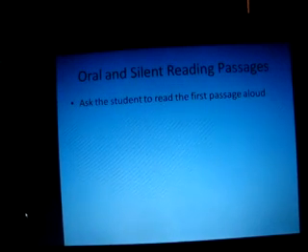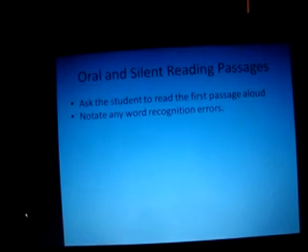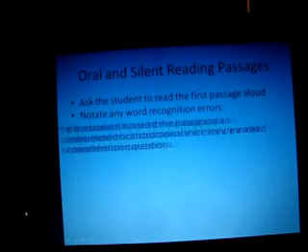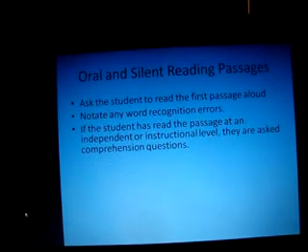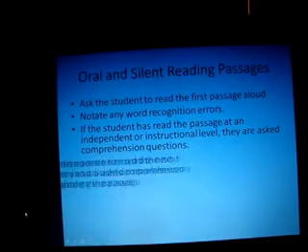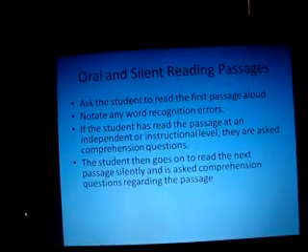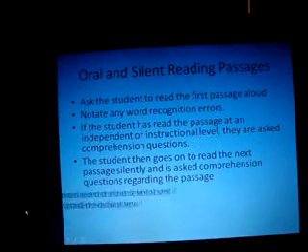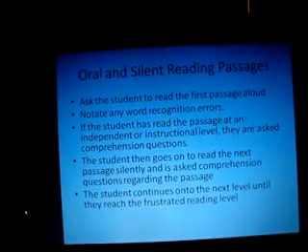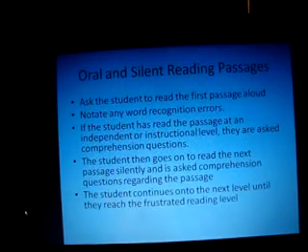Ask the student to read the first passage aloud. Notate any word recognition errors. If the student has read the passage at an independent or instructional level, they are asked comprehension questions. The student then goes on to read the next passage silently and is asked comprehension questions regarding the passage. The student continues on to the next level until they reach the frustrated reading level.